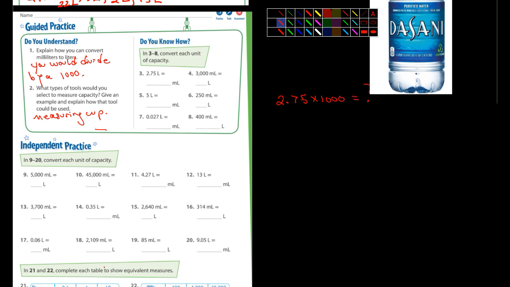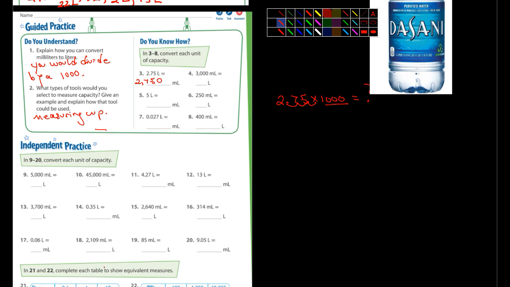Well, what does that equal? Well, just move the decimal 3 places. There's 3 zeros. You're just going to move it 3 places. 1, 2, 3. So we're going to add a 0. So it's 2,750 milliliters.